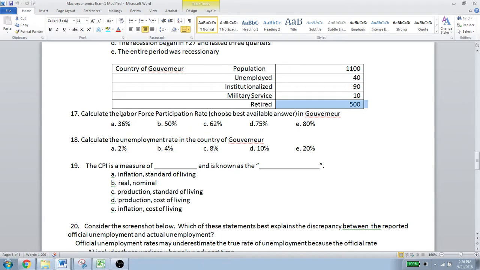In order to calculate the labor force participation rate, you would subtract those that are unable to participate, and then subtract from that the number of people that are unwilling to participate, and you find that the labor force participation rate is 50%. 500 people out of 1,000 are willing and able to participate in the labor force in Governor. And out of those 500 people that are part of the labor force, since there are 40 of them that are unemployed, that makes 8% of the labor force unemployed.